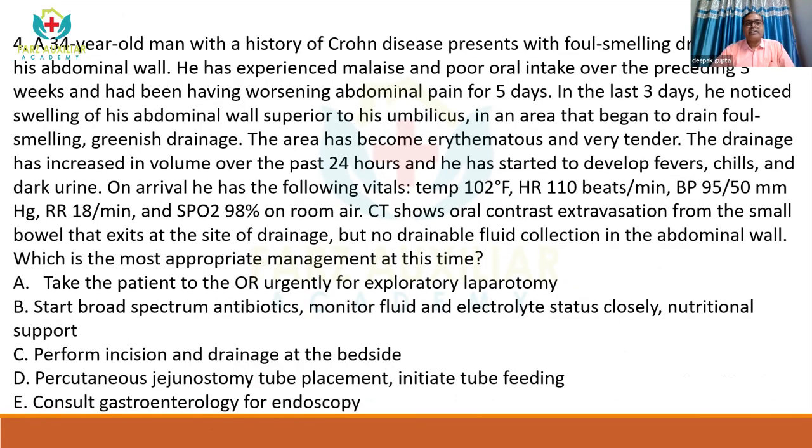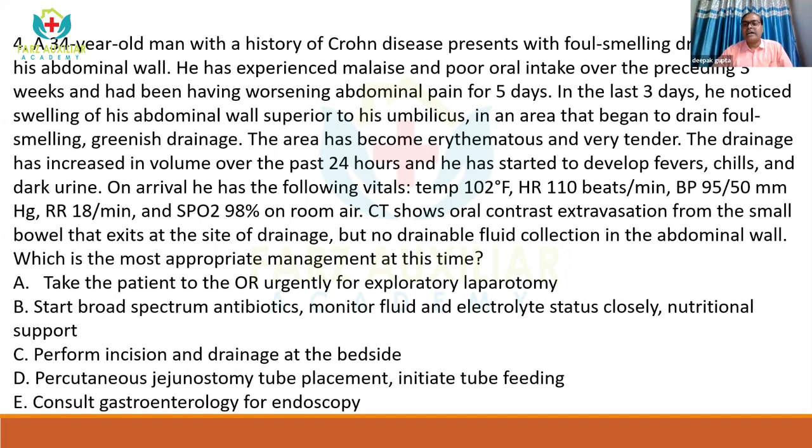Now the next question: a 35-year-old man with a history of chronic disease, Crohn's disease, presents with foul smelling drainage from his abdominal wall. Try to read fast and take the important points. See how I'm reading the questions. Drainage from the abdominal wall. He has experienced malaise and poor oral intake over 3 weeks and has worsening abdominal pain for 5 days. In the last 3 days, there is a swelling in the abdominal wall superior to the umbilicus that began to drain foul smelling, greenish discharge. The area becomes erythematous and very tender. Drainage has increased in volume over 24 hours, and he develops fever, chills, and dark urine.